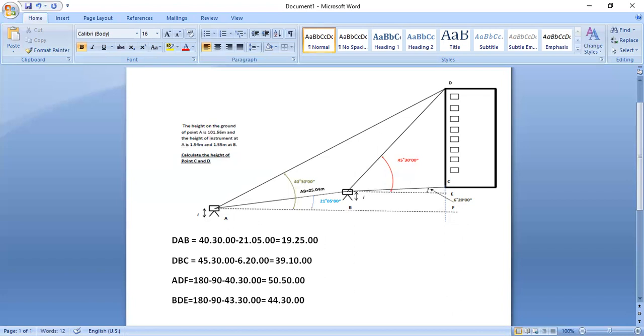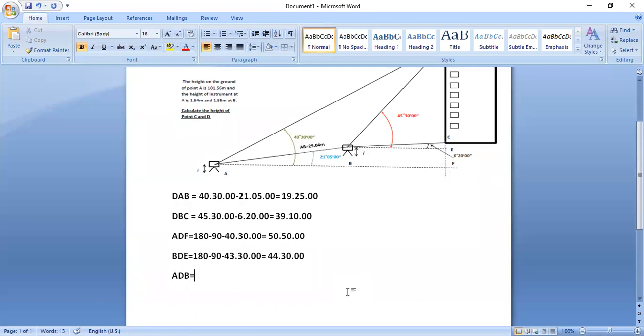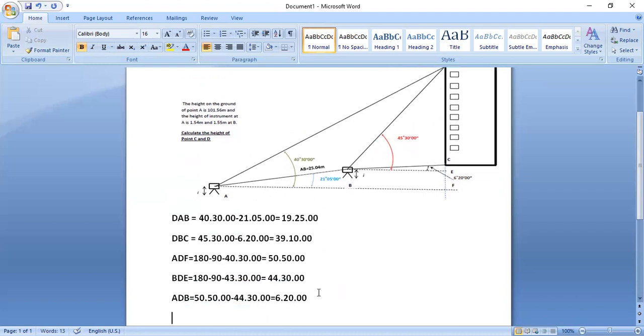Okay, the next one, ADB, which is this one over here. All we have to do, we can either say 50.00 minus 54.30.00. Or we could have taken this two, which is the 50.00 minus 44.30.00, which would have given us 6.20.00. Yeah, that's all you had to do. So which means this over here is this one here.